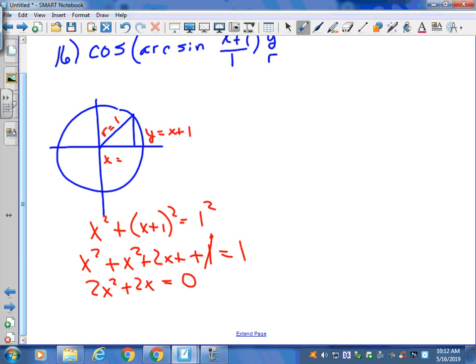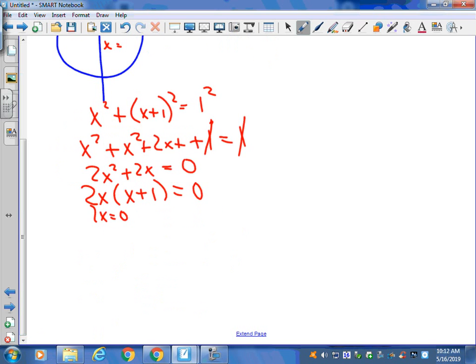It's just like if you got the same thing on both sides, you can just drop it. If I take out a 2x, that'll leave me with x plus 1. 2x is going to be equal to 0, so x equals 0. And x plus 1 is going to be equal to 0, so x equals negative 1.